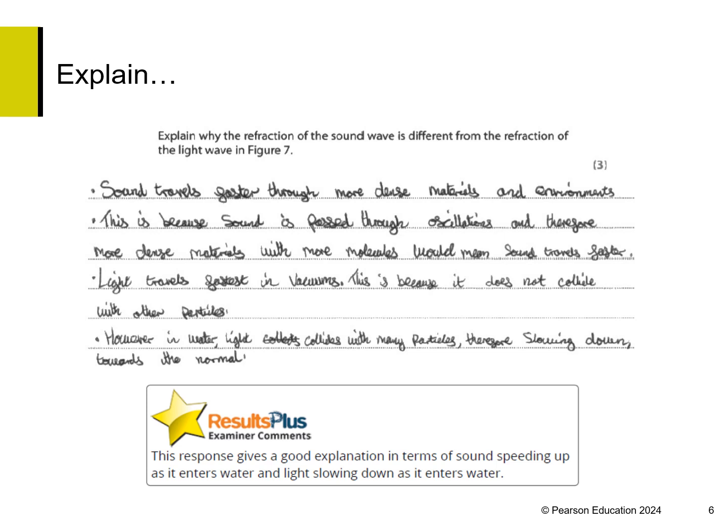The answer is not perfect, but it does meet the criteria in the mark scheme for the full 3 marks, so 3 marks are awarded. You can see the examiner comment. This response gives a good explanation in terms of sound speeding up as it enters water and light slowing down as it enters water.